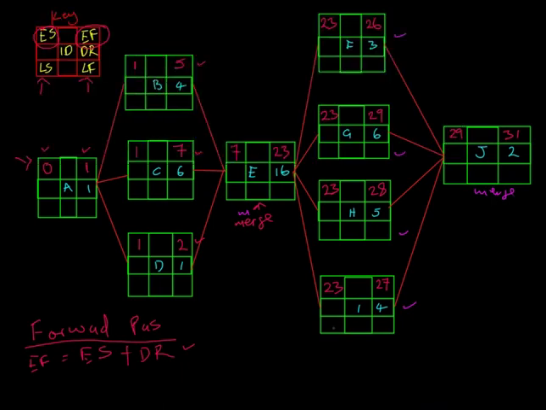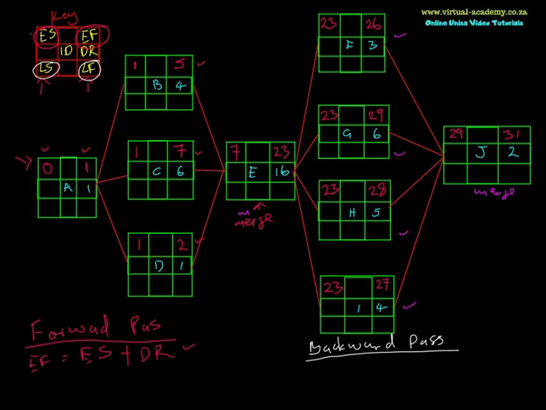Okay, now we will do what we call the backward pass. Right, with the backward pass, remember we said what we are going to focus on now is the late start and the late finish of our activities. We finished the forward pass where we were concentrating on the early start and the early finish. Now we look at the late start and the late finishes of all the activities, right?